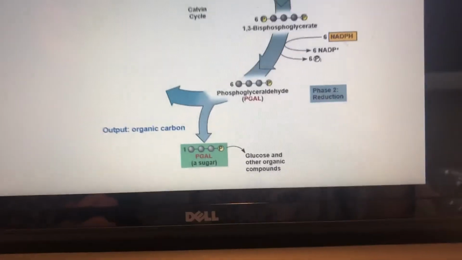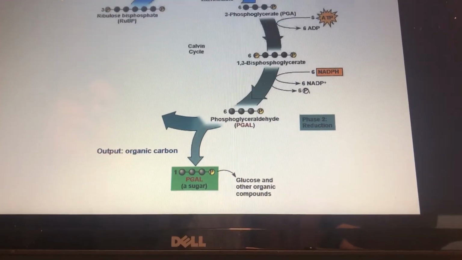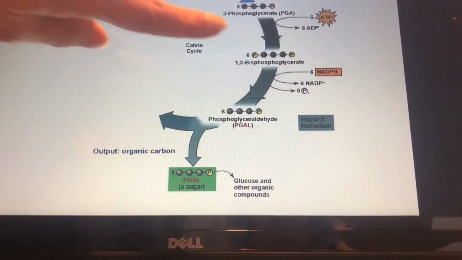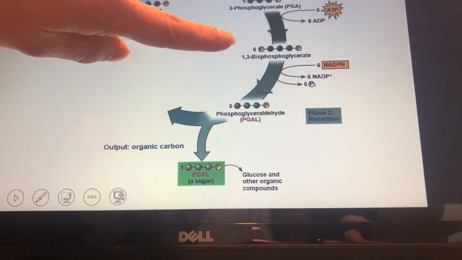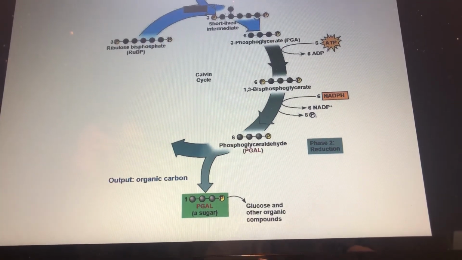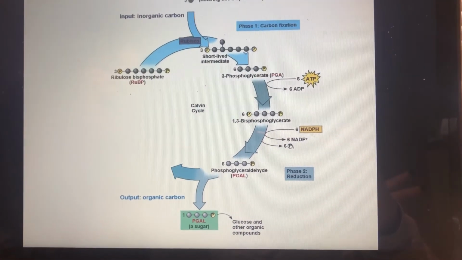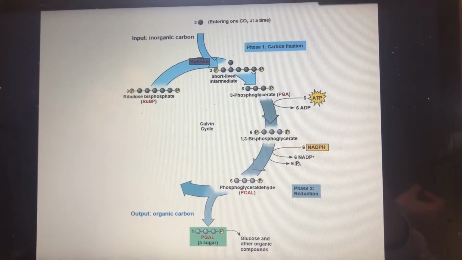Now in this next phase, we have 6 3 carbon PGAs converted into 6 3-carbon molecules of 1,3-bisphosphoglycerate. And if you notice, there's an extra phosphate that wasn't there before on the first carbon in the chain. And in order to add phosphate, it requires ATP, our old friend. So we also have some energy being added to make that conversion. Now, in the next step, we make these 6 3-carbon molecules of 1,3-bisphosphoglycerate into 6 molecules of PGAL.